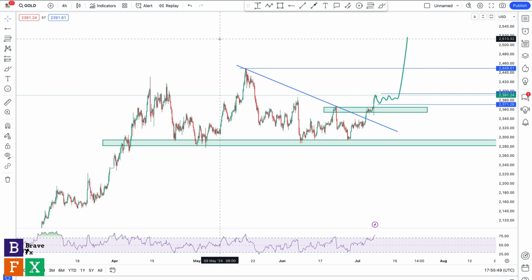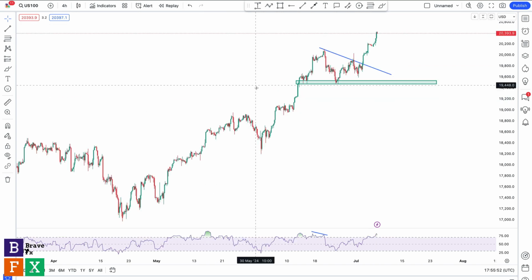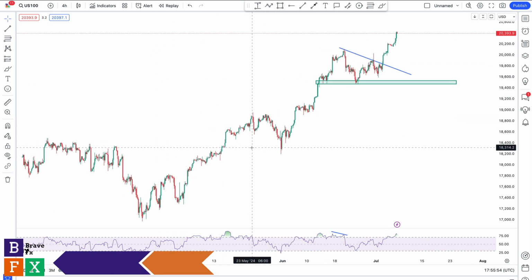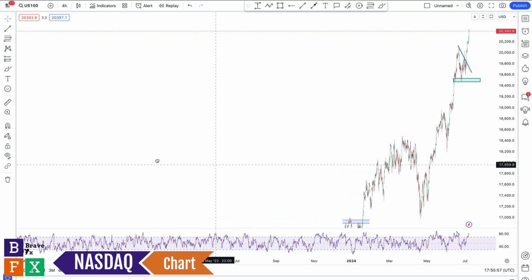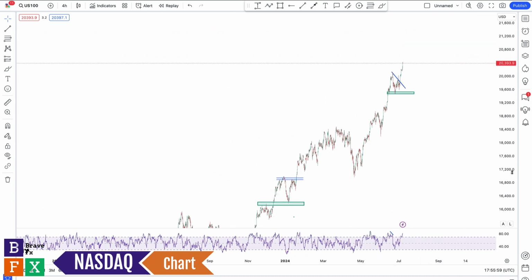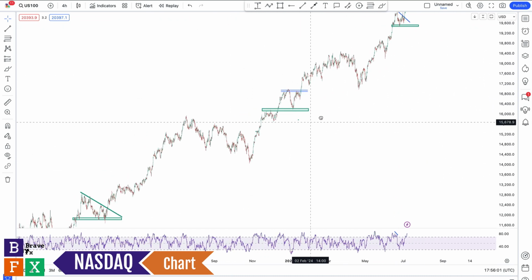That's quite some time spent on gold. Moving on, we'll be talking about Nasdaq. So the Nasdaq chart looks bullish, has been bullish for almost a year now, I think, or even more. Let's see. So this is the 4 hour chart on Nasdaq.